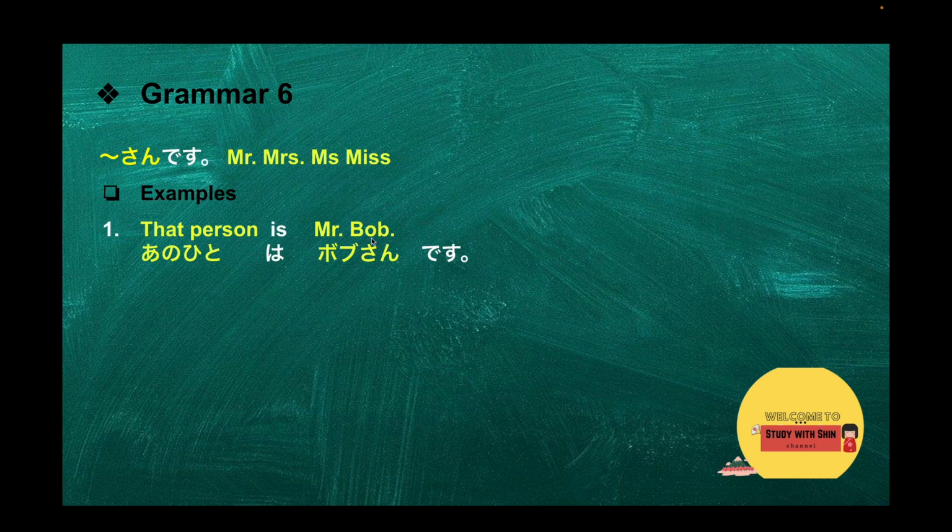So by adding san, you're showing respect to the person that you're talking about, okay? You're showing respect to Mr. Bob. So instead of saying anohito wa Bob desu, that is not polite. That sounds very rude, okay? So add san. So anohito wa Bob-san desu.